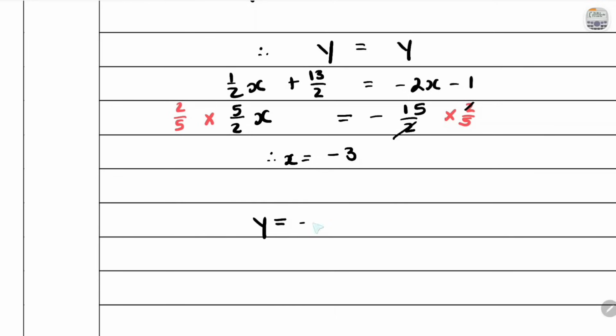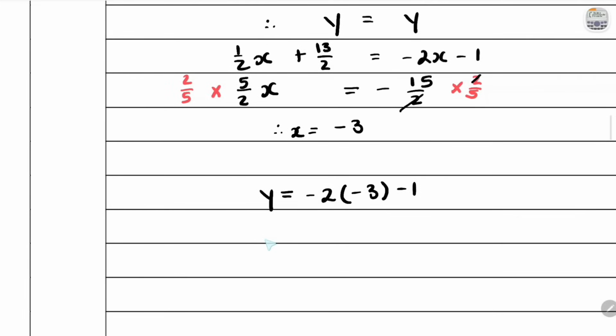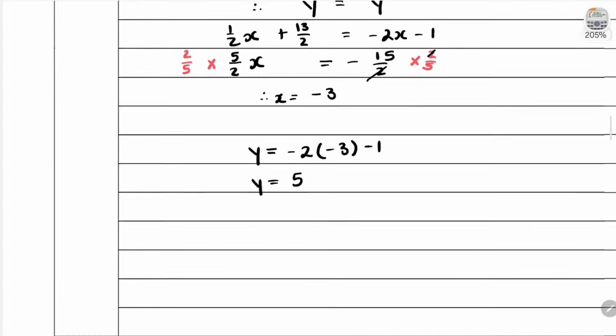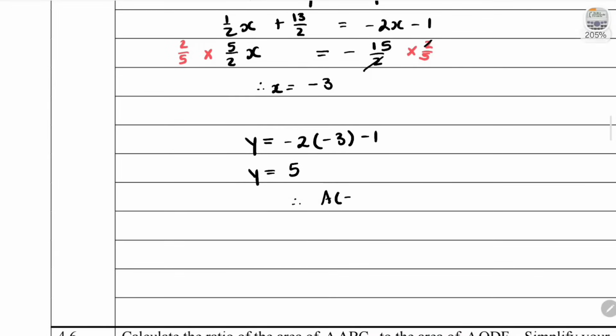So y equals -2 times -3 minus 1. I'm substituting into the equation of AB. So y equals, and that's going to be +6 minus 1, which is 5. So there we go. The coordinates of A are -3 and +5, and that is our answer.